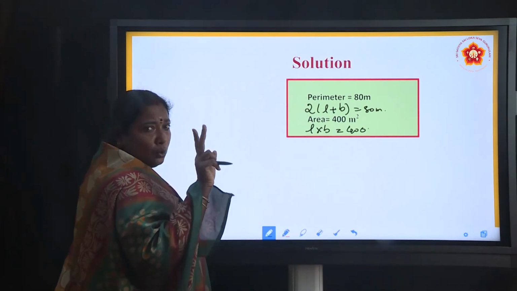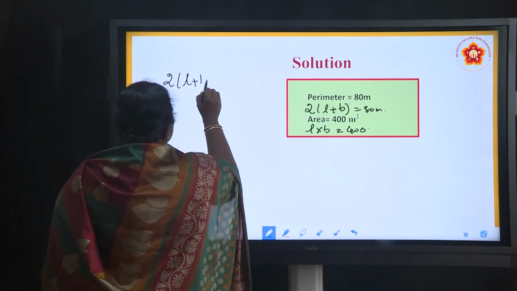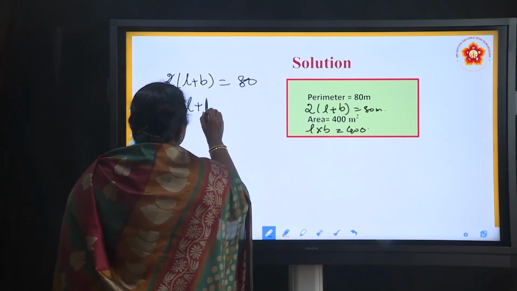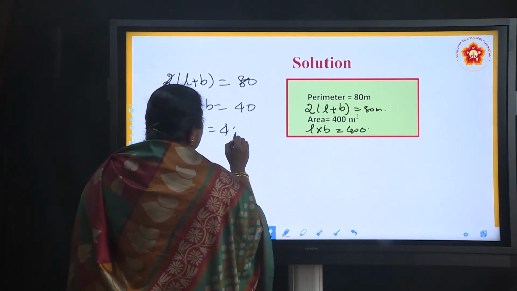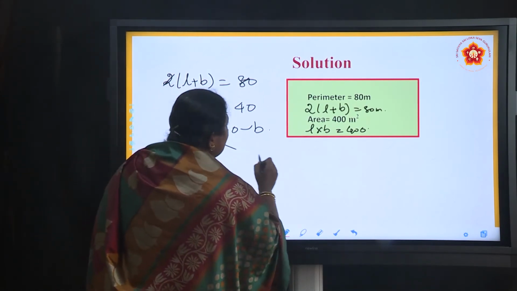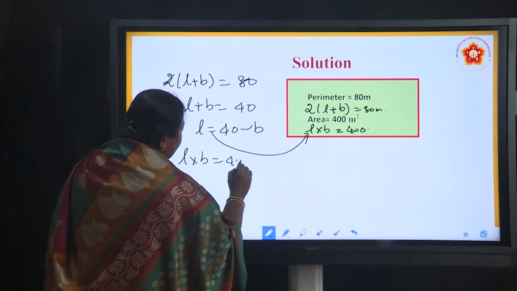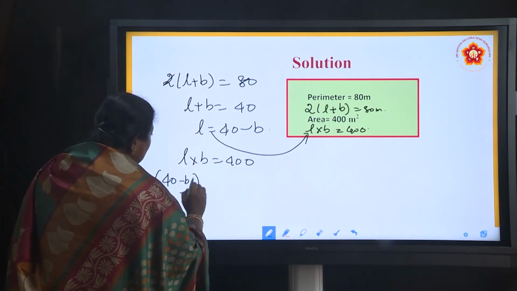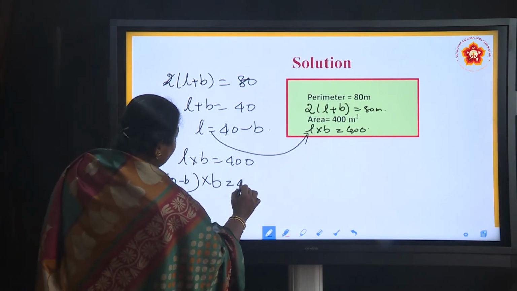They have given two things, so I have to compare. 2(L plus B) is equal to 80. If I cancel the 2, what do I get? L plus B is equal to 40. So my length is equal to 40 minus B. Now, put that L in the area. L into B is equal to 400, so it becomes (40 minus B) into B is equal to 400.